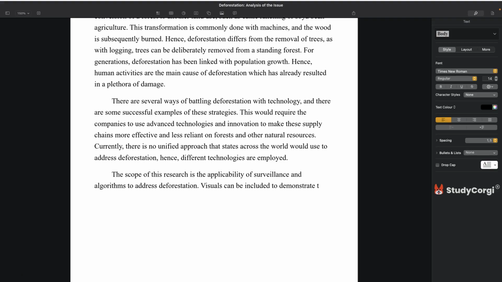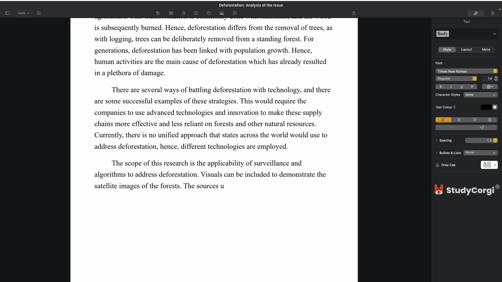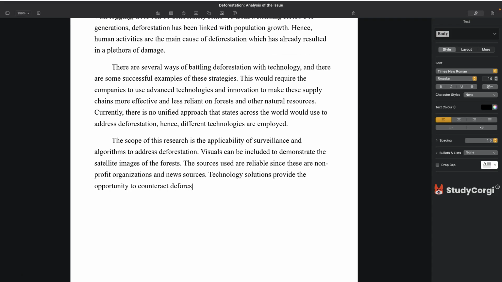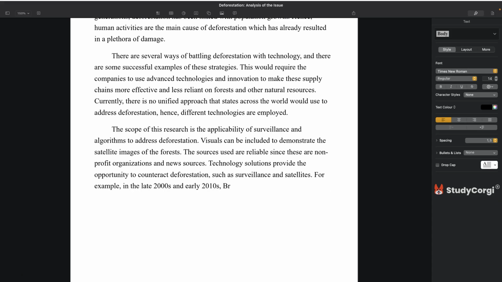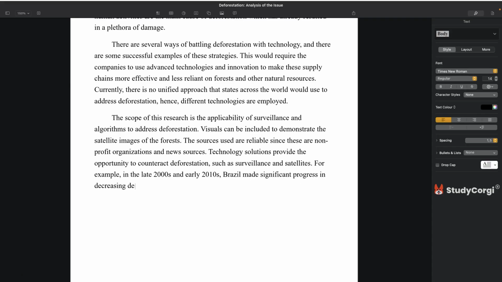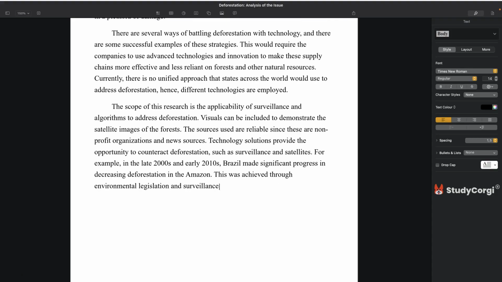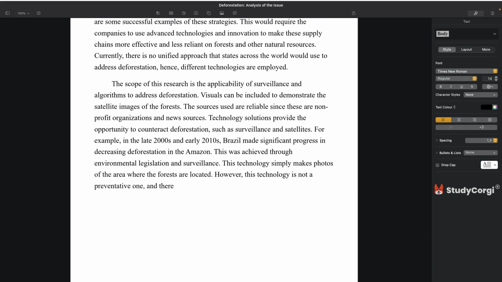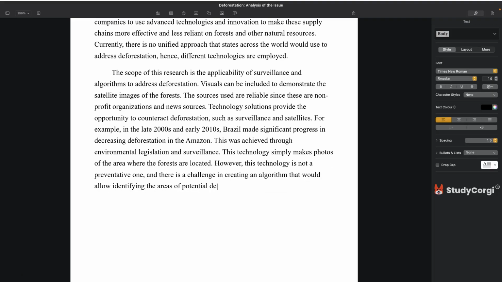Visuals can be included to demonstrate the satellite images of the forests. The sources used are reliable since these are non-profit organizations and news sources. Technology solutions provide the opportunity to counteract deforestation, such as surveillance and satellites. For example, in the late 2000s and early 2010s, Brazil made significant progress in decreasing deforestation in the Amazon. This was achieved through environmental legislation and surveillance. This technology simply makes photos of the area where the forests are located. However, this technology is not a preventative one, and there is a challenge in creating an algorithm that would allow identifying the areas of potential deforestation.